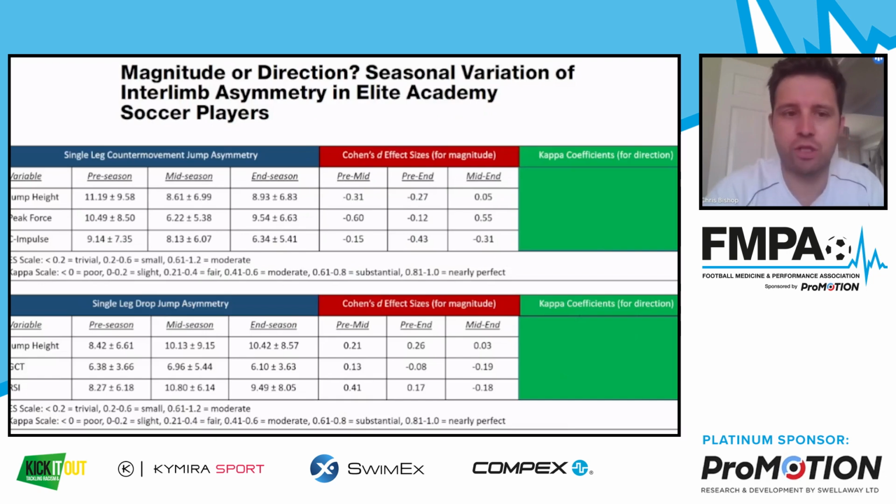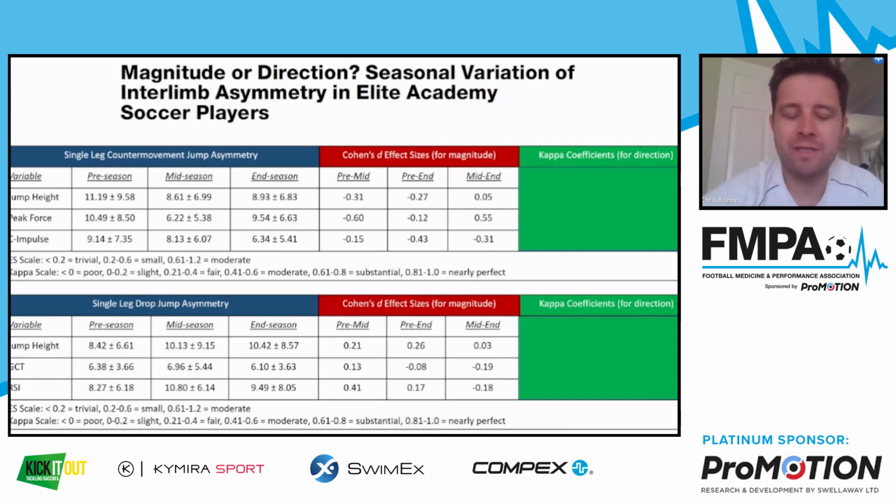The minus obviously tells you that there was a reduction in asymmetry, and the positive number tells you that there was an increase in group asymmetry. Now, it's fair to say that all 18 numbers don't go higher than a small effect size. So all numbers are either trivial or small, and that tells the story that asymmetry doesn't really change much throughout the season. So it's largely relatively consistent.